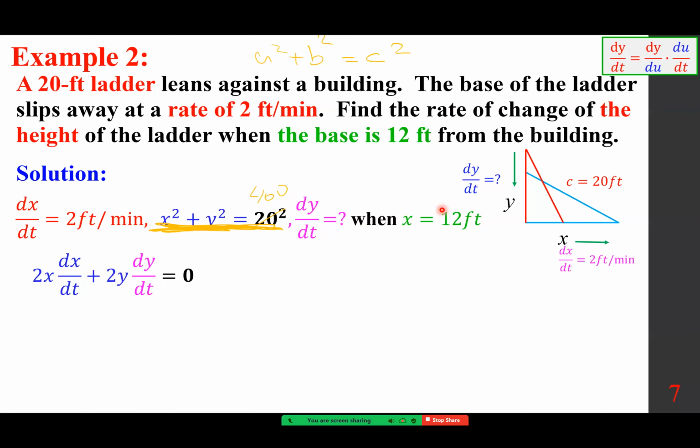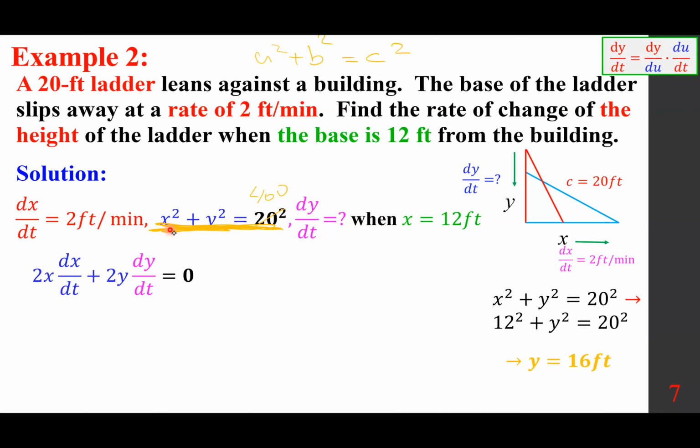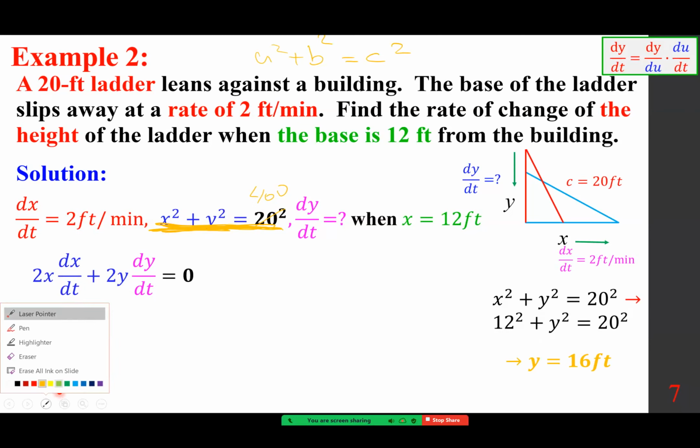So if we plug 12 into this Pythagorean theorem, we can find the y when x is 12. You do the math, and you end up with 16 feet. You square that. I mean, I've already mentioned that. So this is 400. So you get y to be 16 feet.